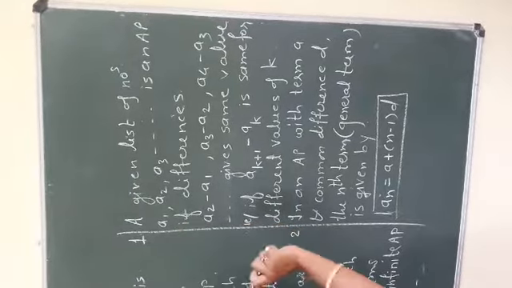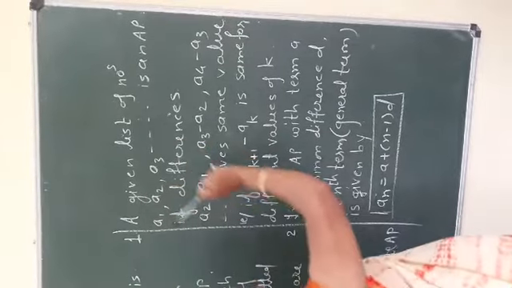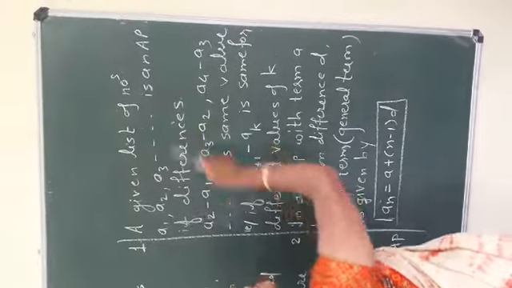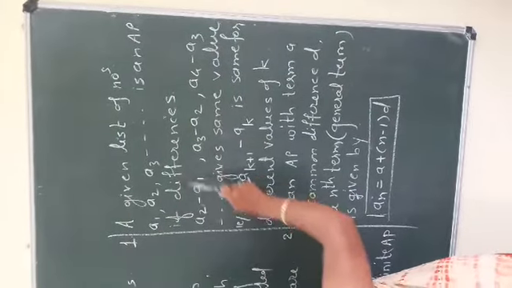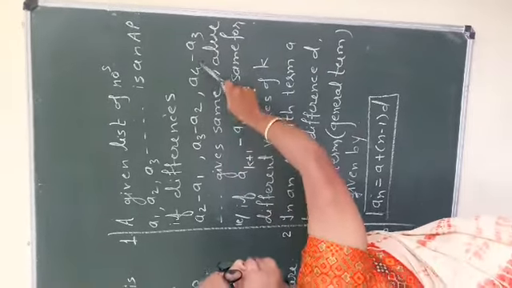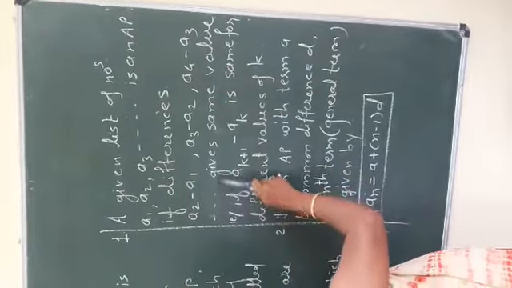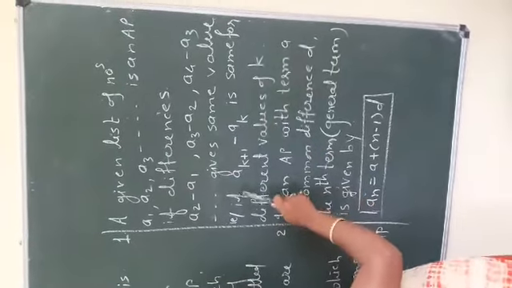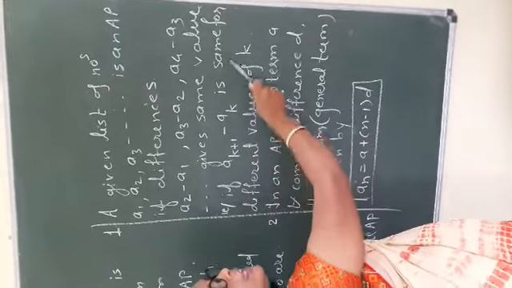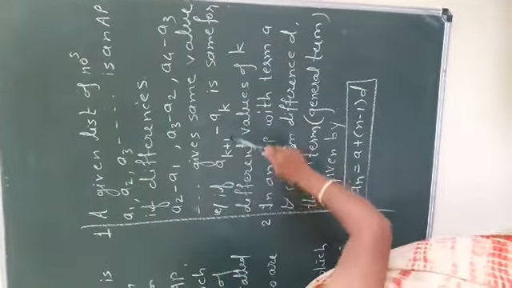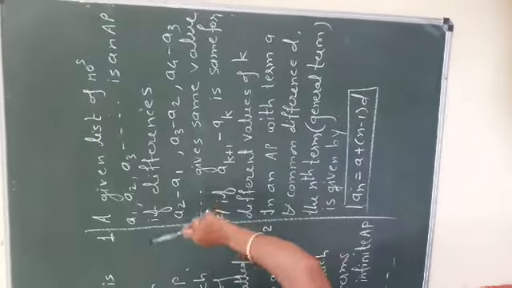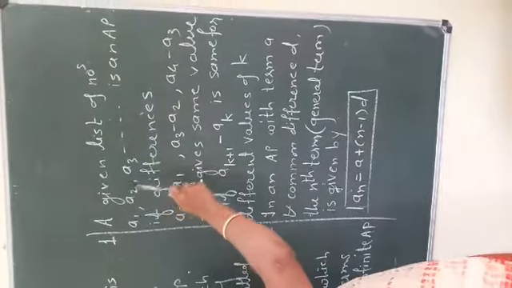Now we will see some points. A given list of numbers A1, A2, A3 is an AP if the common differences A2 minus A1, A3 minus A2, A4 minus A3 and so on give the same value. That is, in general, if A(k+1) minus A(k) is the same for different values of k, then we can say the given list of numbers forms an AP.